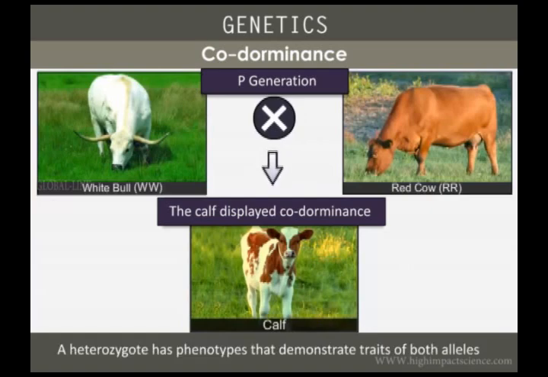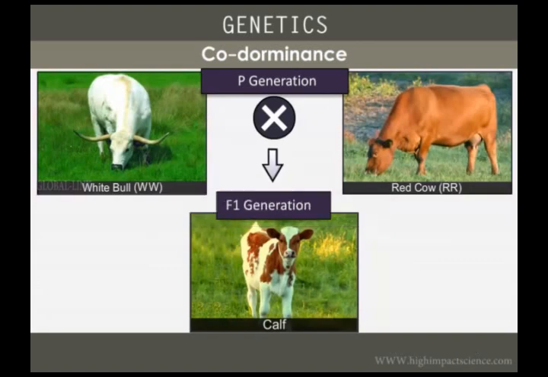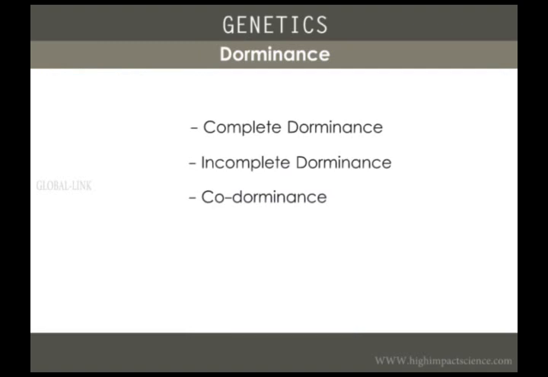Codominance refers to a situation where a heterozygous organism has a phenotype that demonstrates traits of both alleles. Codominant traits are not blended, but are independently and equally expressed. And so in totality, there are three types of dominance: complete, incomplete, and codominance. And so the expression of any trait depends on whether the two genes coding for it exhibit complete, incomplete, or codominance.